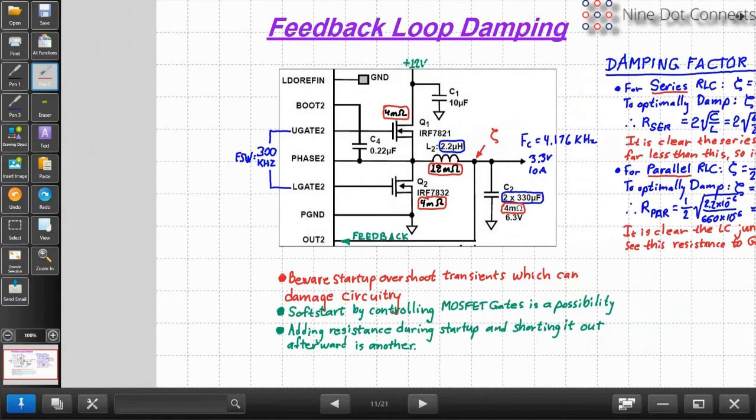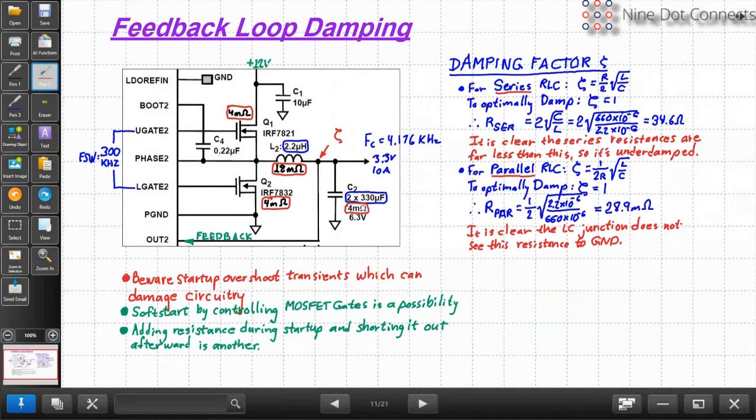Well, what about this feedback loop damping? They use a damping factor, the Greek letter zeta, and it's different for series circuits and parallel circuits. I show that over on the right. I don't know that it's overly interesting, and I'm not going to dwell on this because we want to get to some of the circuits. But to optimally damp something, you want the damping factor to be about 1.